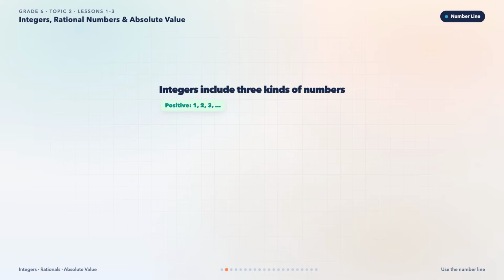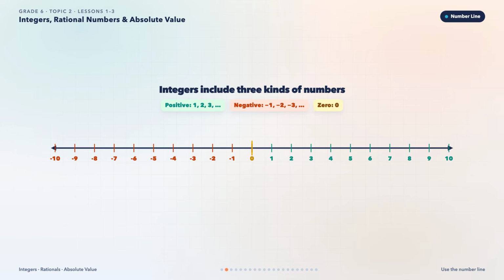Integers include the positive counting numbers, the negative counting numbers, and 0. Here is a number line from negative 10 to 10. Negatives live on the left. 0 sits in the center, our reference point. Positives live on the right.